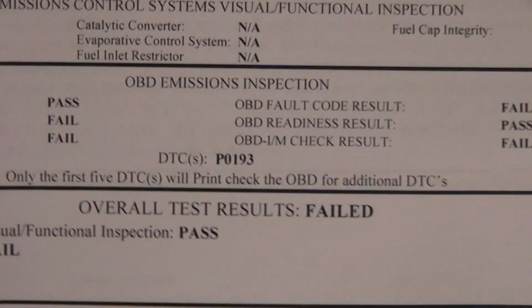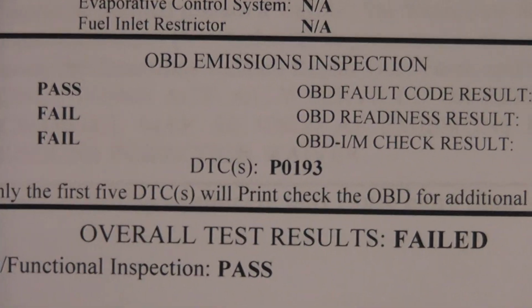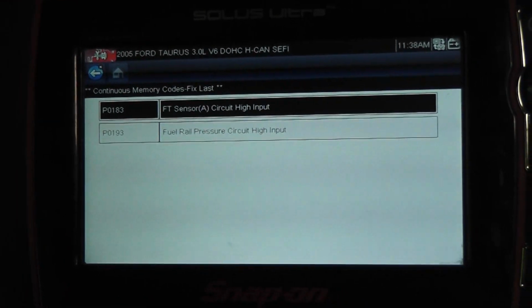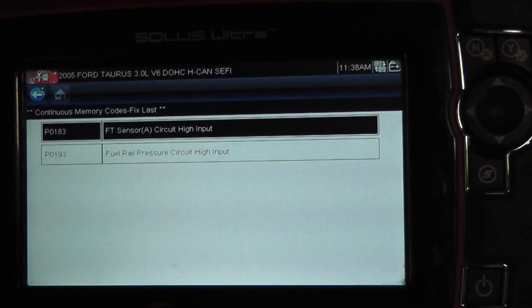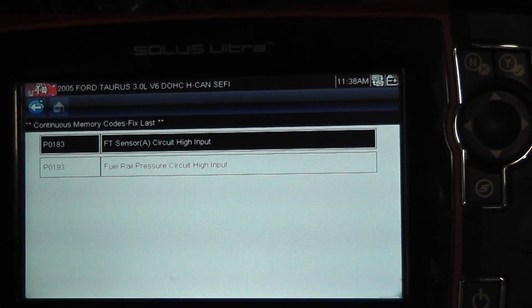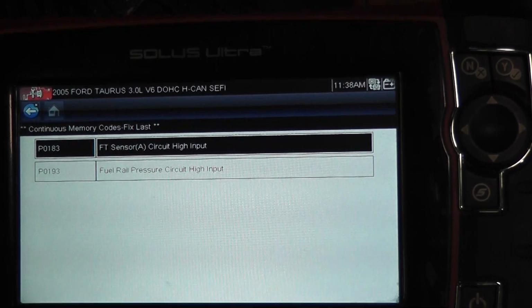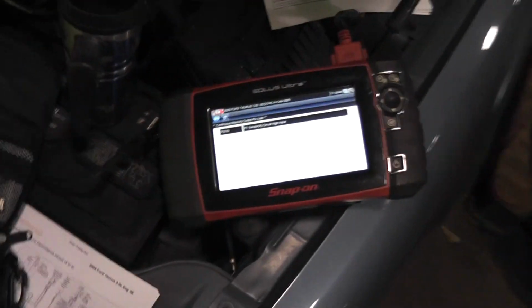What I have here, well, I ran an emission test on it, if I can find that, because I set another code in the middle of this, but I have the P0193, and if you look at the scanner, there's the 193 fuel rail pressure sensor circuit high input, and the fuel temperature sensor A circuit high input is the 183. I set that. This one here has a returnless fuel system, so it just duty cycles the fuel pump.